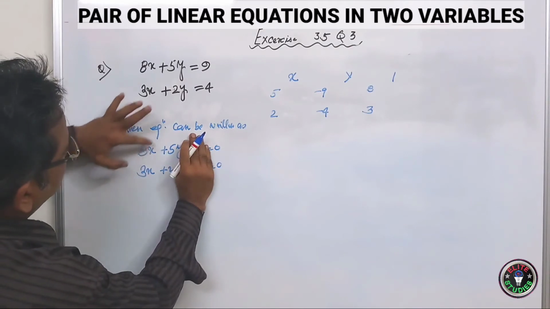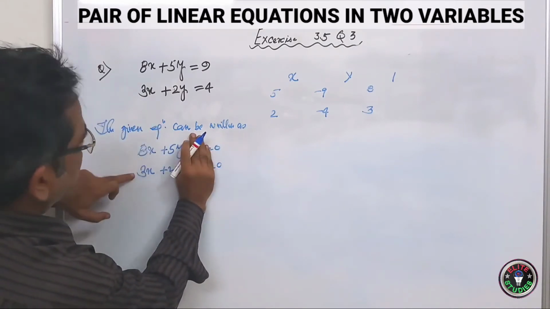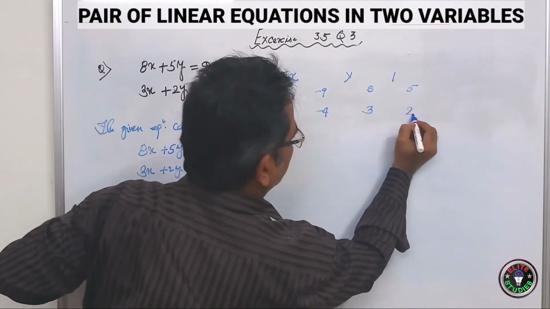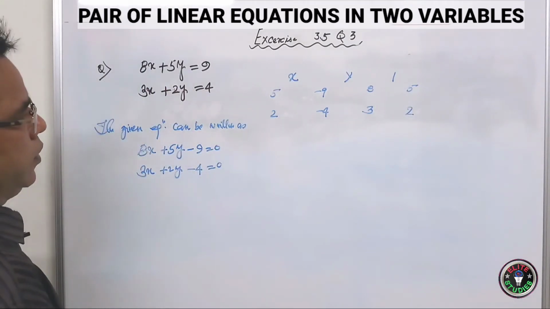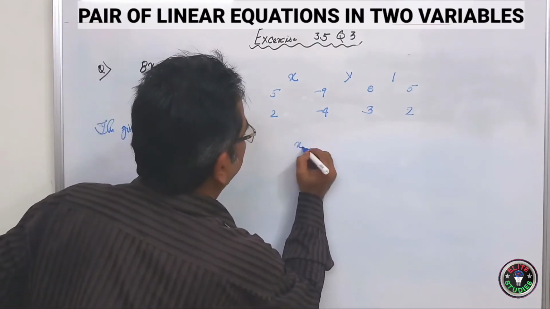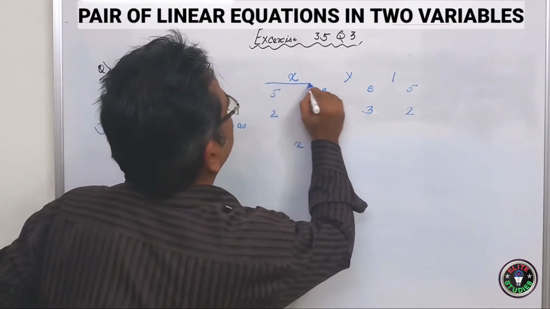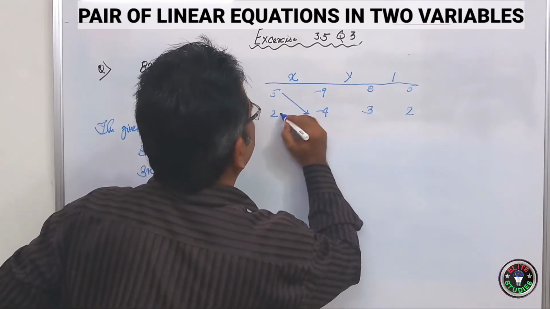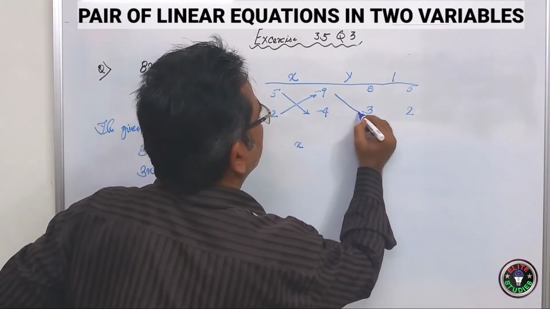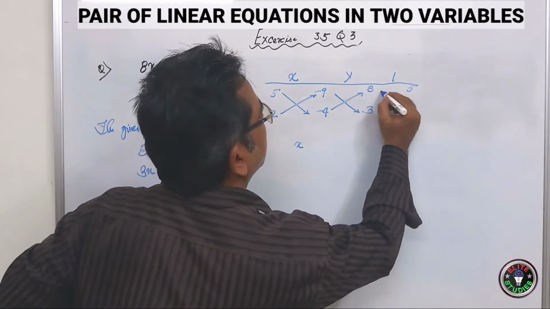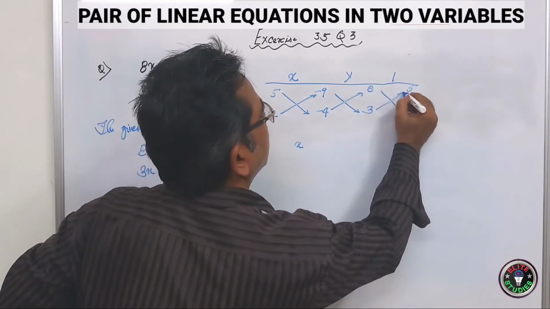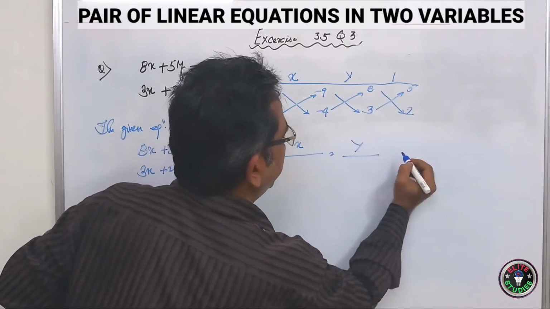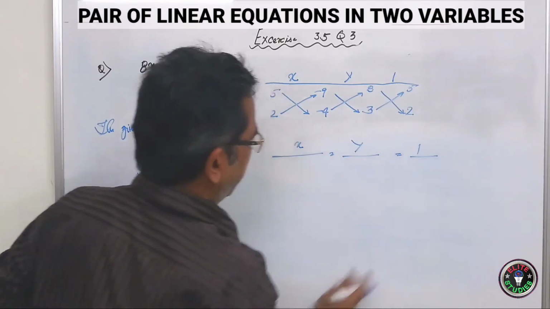Now you are having 8, 3, 5, 2. Now 8, 3 is already written. So you write now 5, 2. Now what to do? Now make the crosses like this. Now x by, y by, and 1 by.